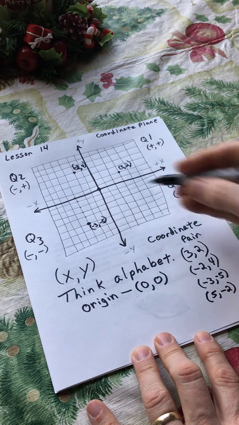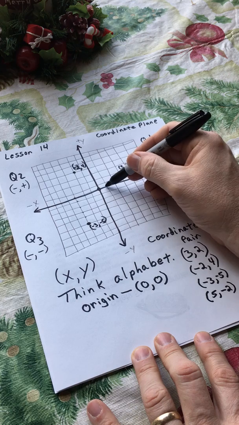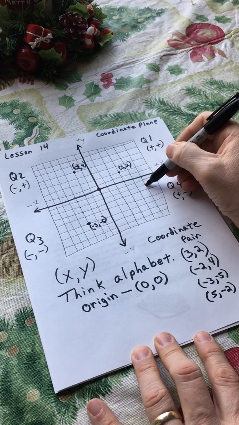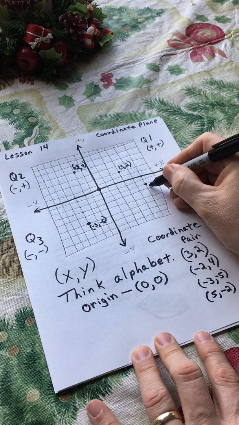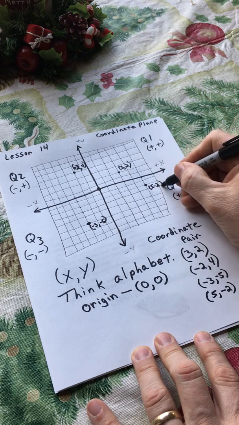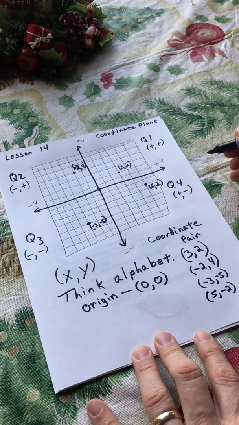Okay? So we're going to go positive 5, 1, 2, 3, 4, 5, and negative 2, down 2, 1, 2. So that's where 5, negative 2 would be. Okay?